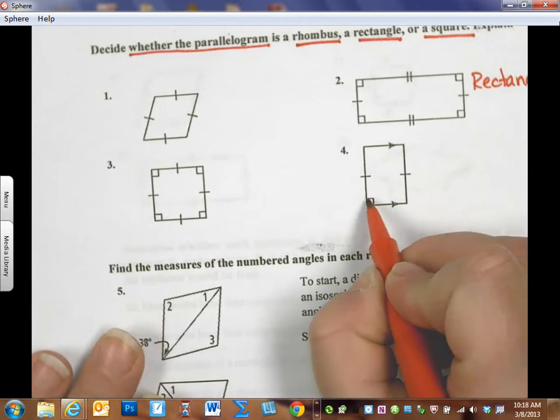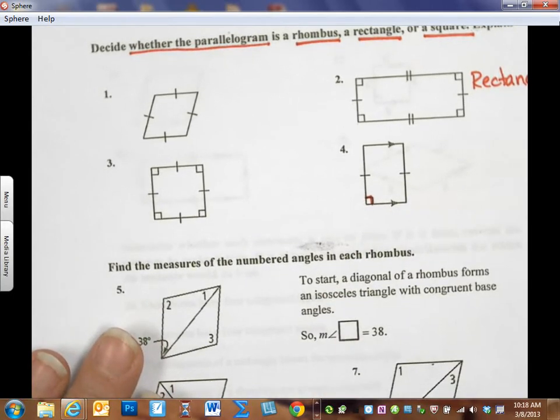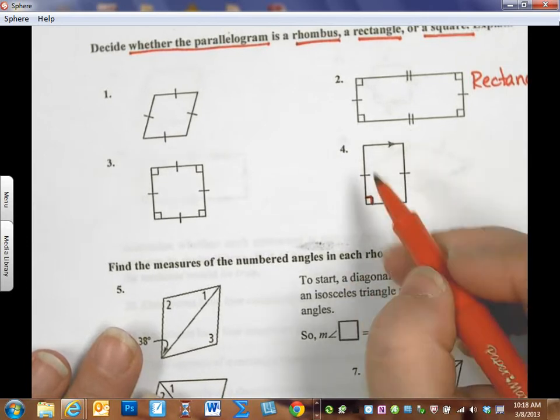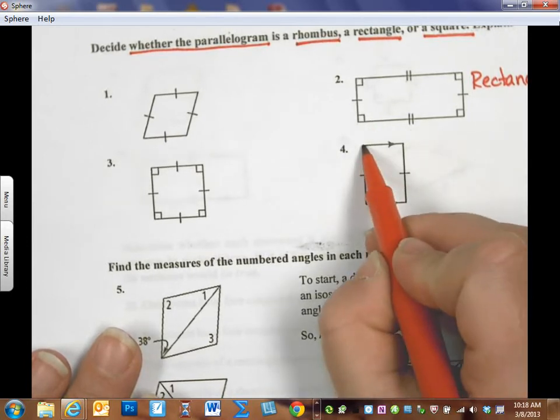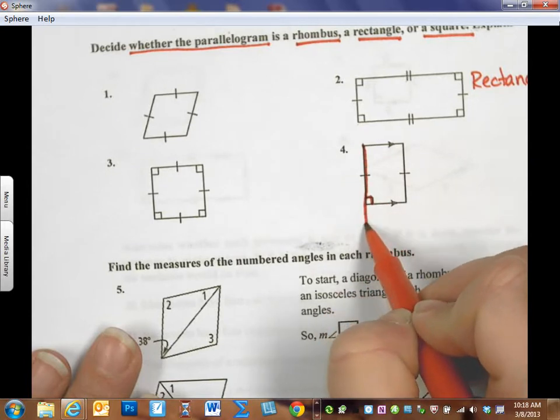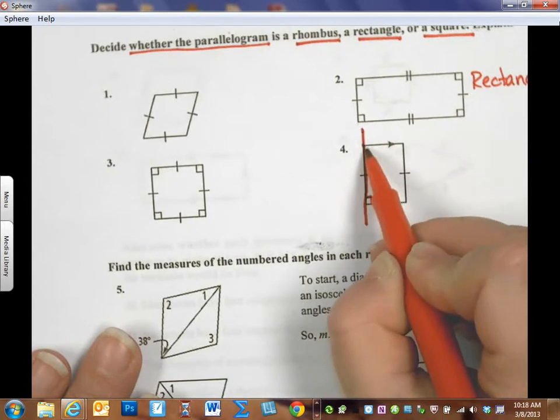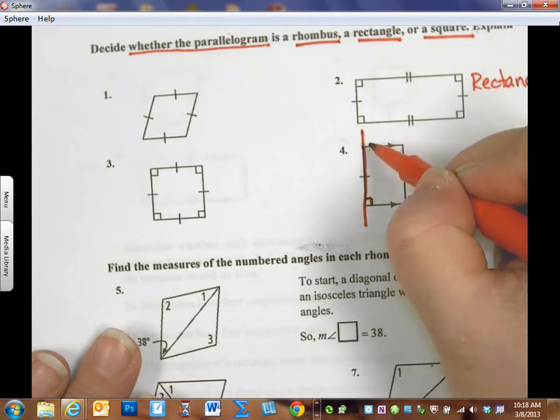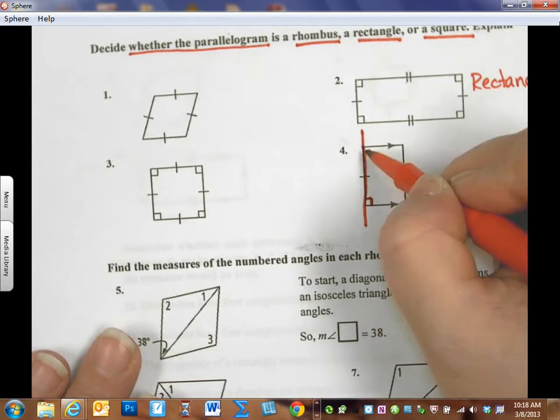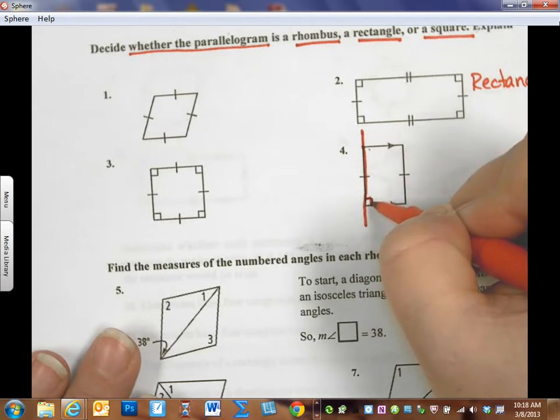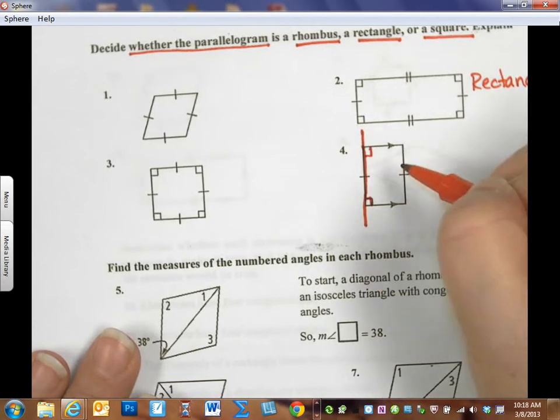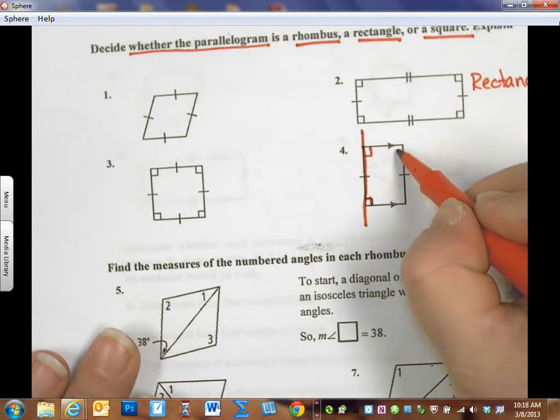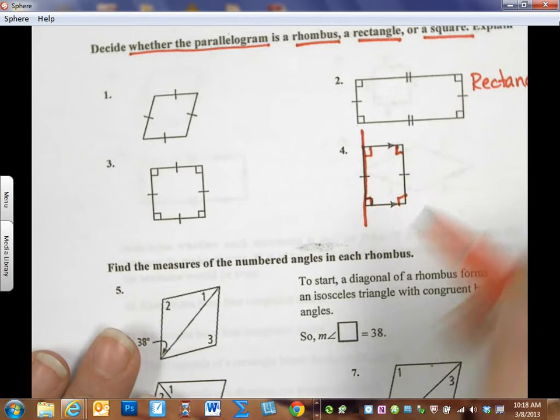In 4, I have a right angle, right? And I have parallel sides and congruent sides. Now, I want you to think here: we know that because it's a parallelogram, what does this angle up here have to be? Because these two angles together have to be supplementary. So what is this angle if this is 90? 90. Opposite angles are congruent. So if this is 90, what is this? 90. So that means this is going to be 90.